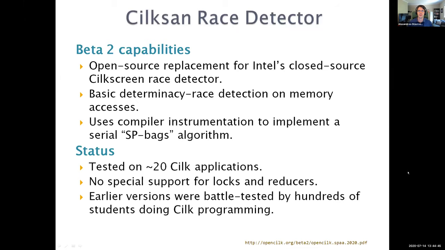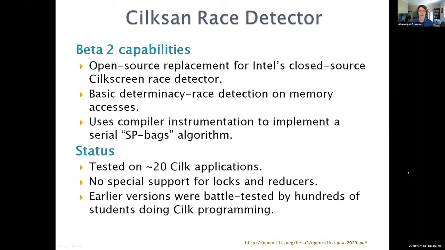I will briefly talk about two tools that are included in the OpenCilk 1.0 beta 2 release. The first one of which is the Cilksan race detector. This tool is an open source replacement for the Cilkscreen race detector by Intel, which was closed source. What it offers is a way to do basic deterministic race detection on memory accesses, which in a nutshell is a way to find bugs that might cause programs to behave non-deterministically when executed in parallel. And the way that Cilksan achieves this is via compiler instrumentation to implement the SP-bags algorithm within the serial execution of the program that is being tested in Cilksan.